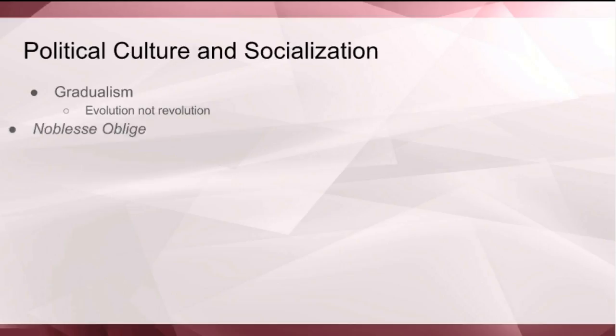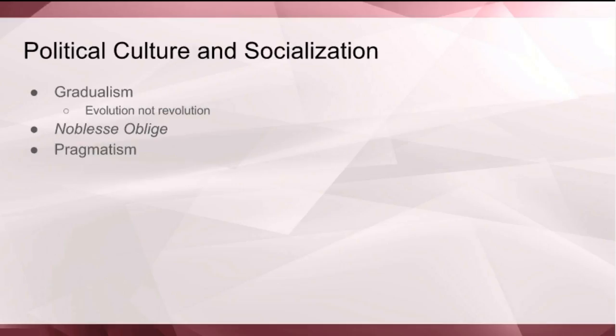Another element of political culture in the United Kingdom is noblesse oblige. This is the idea that those individuals who hold political power, even if they are not elected, have to exercise political power to the benefit of everybody. And this is one of the reasons why the United Kingdom was able to avoid many of the social revolutions that were going on in Europe historically.